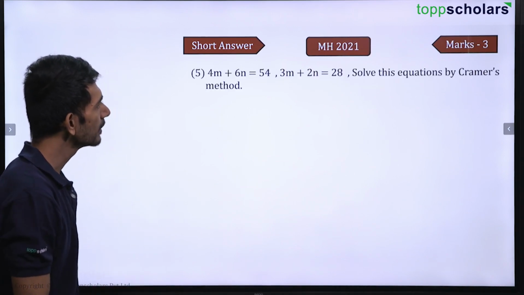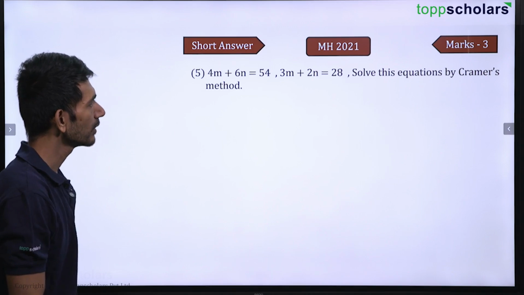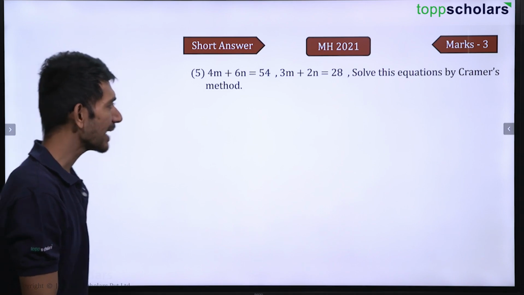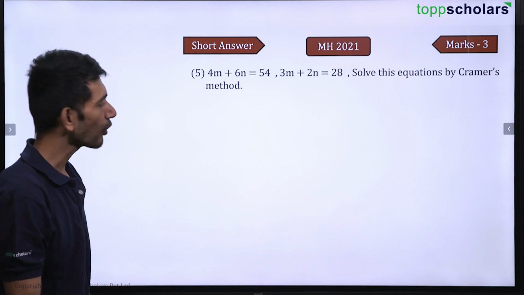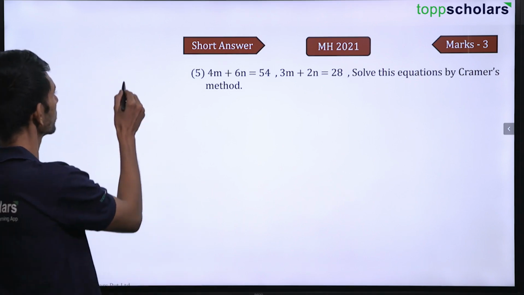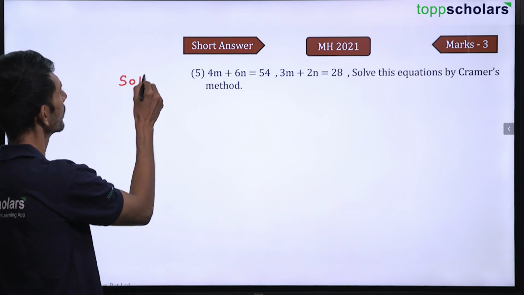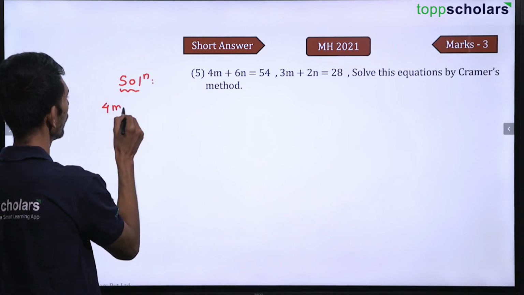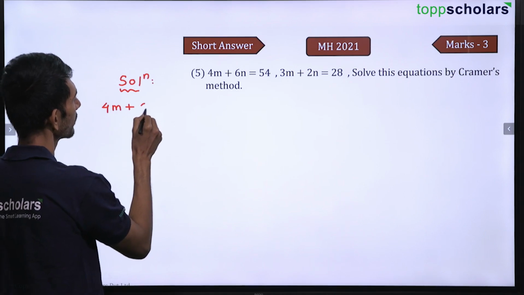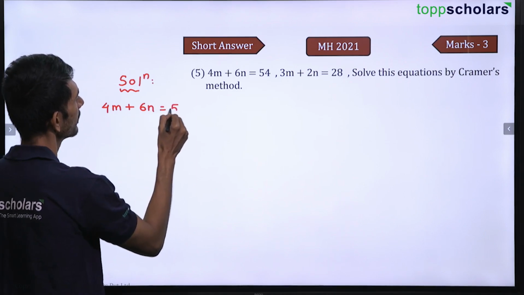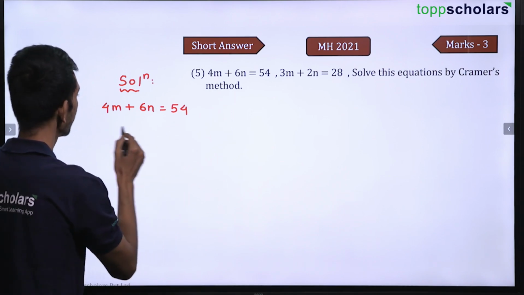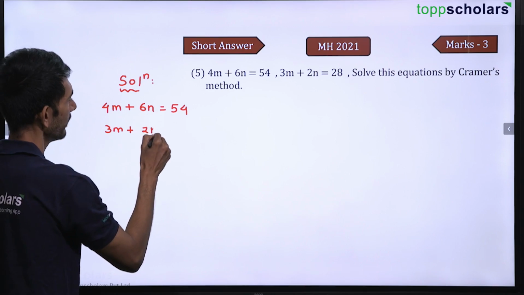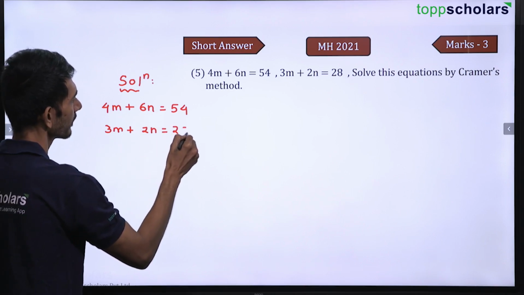It says 4m plus 6n is equal to 54 and 3m plus 2n is equal to 28. Solve this equation by Cramer's method, right? So if you remember, how do we solve questions based on Cramer's method? Firstly, I'll go slowly for you. Write down the two equations. That is 4m plus 6n is equal to 54. Then you write down 3m plus 2n is equal to 28.